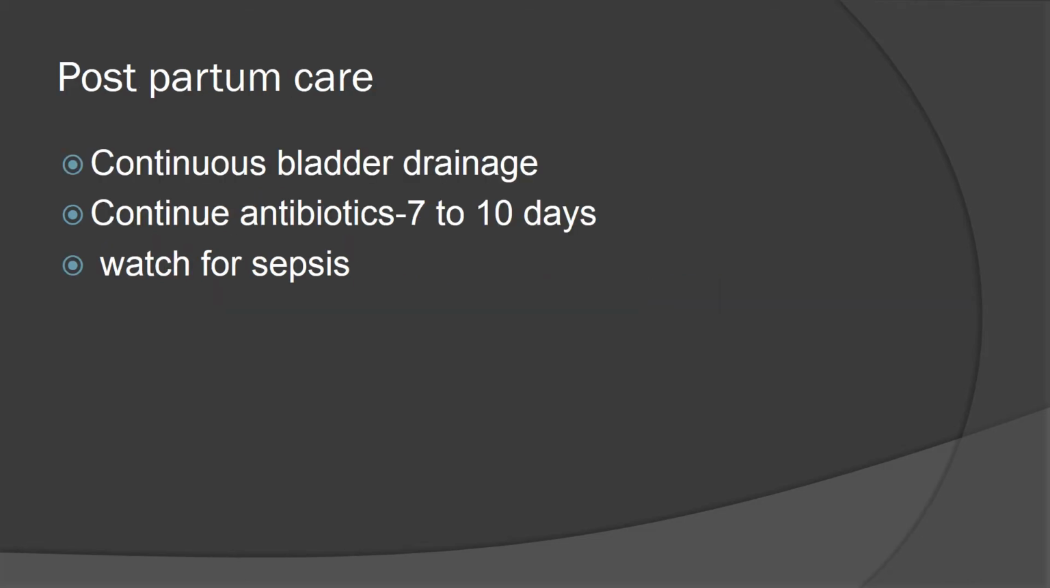In the immediate postpartum, these patients are prone to postpartum hemorrhage. One should anticipate and take measures to prevent postpartum hemorrhage, and to prevent later sequelae like vesicovaginal fistula, you have to resort to continuous bladder drainage for a minimum of 7 to 10 days. The antibiotic should be continued to prevent any sepsis, and you should be on the watch out for any features of sepsis in the postpartum period.